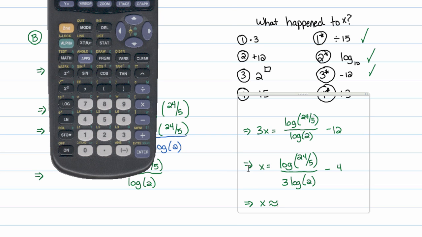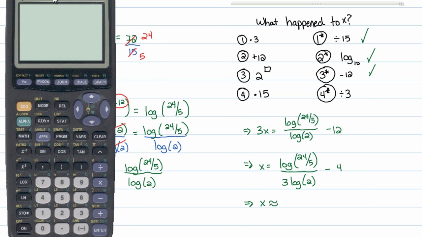So I'll bring up my graphing calculator here, and you could use a scientific for this as well. And we'll type in log of 24/5 and that logarithm divided by. Now, since we have some arithmetic going on down here, I'm going to have to put in a parenthesis. 3 times log of 2 and that logarithm and that denominator. And then finally, minus 4. Negative 3.25. Negative 3.25.